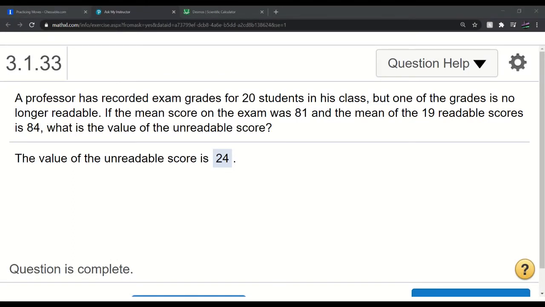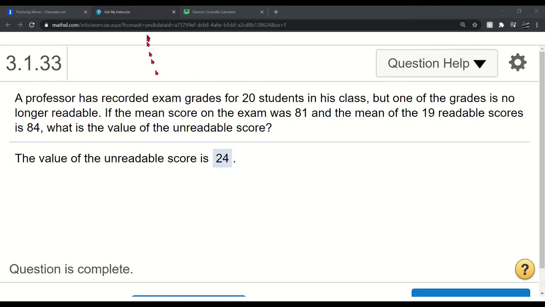Everybody, I want to go over this difficult mean question. It says a professor has recorded exam grades for 20 students in his class, but one of the grades is no longer readable. If the mean score on the exam was 81 and the mean of the 19 readable scores is 84, what is the value of the unreadable score? All right, so what's going on in this question?